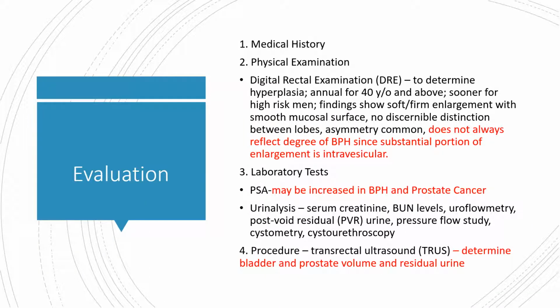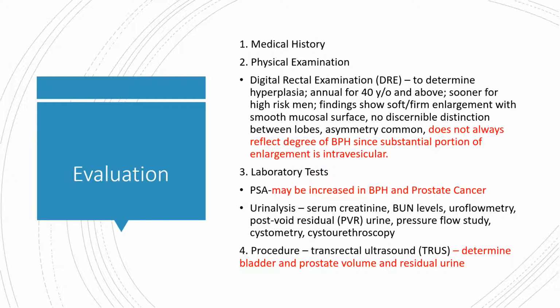Evaluation of BPH. Number 1, the medical history of the patient should be taken. Number 2, physical examination should be performed with digital rectal examination, or DRE, which would help us determine hyperplasia. DRE is done annually for men 40 years old and above, and sooner for high-risk men. The findings would show soft or firm enlargement with a smooth mucosal surface. No discernible distinction between lobes, and asymmetry is common. It does not always reflect the degree of BPH, since a substantial portion of enlargement is intravesicular.